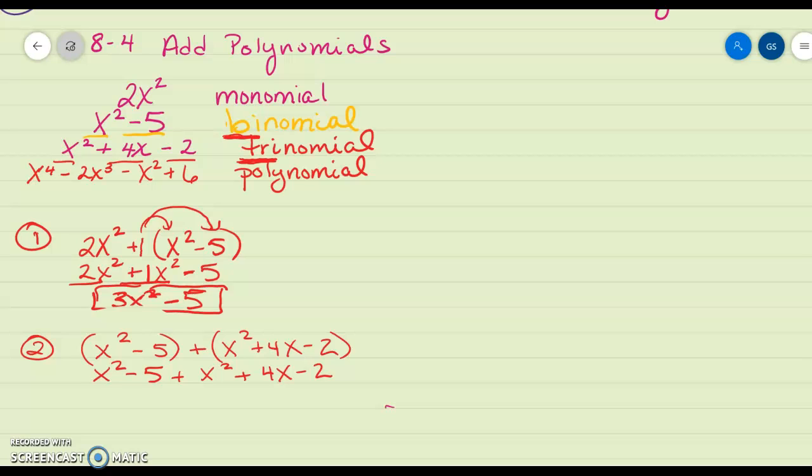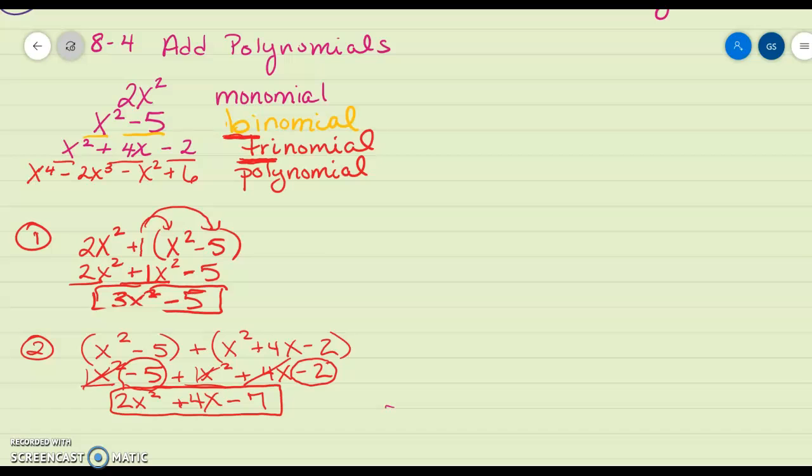All right, so we combine like terms at this point. So we have x squared and x squared. Well, that's really a 1x squared and a 1x squared. That's 2x squared. Cross them out. The next thing is the x's. Cross it out. There's only one x, 4x. And now we have the constants. We have a negative 5 and a negative 2. Well, negative 5 minus 2 is negative 7. And that's how you add a polynomial.